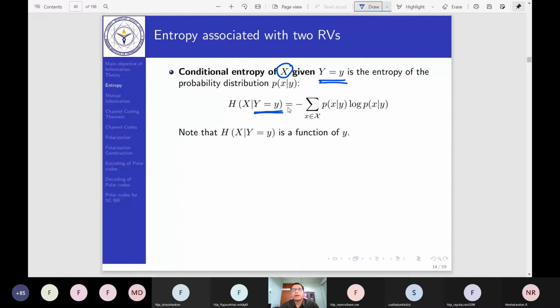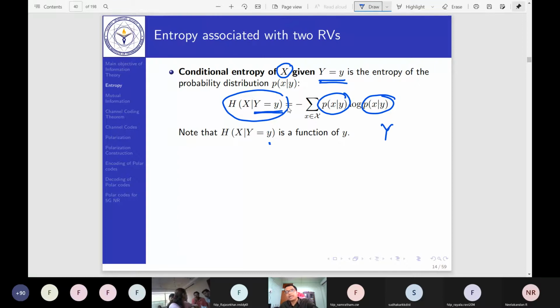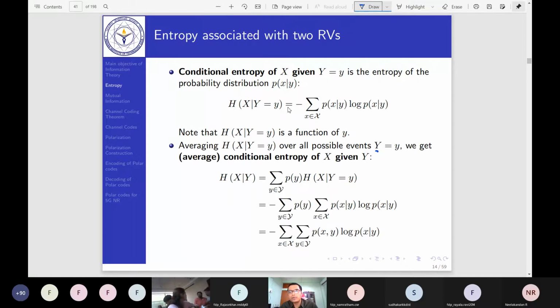For that, the underlying probability mass function will be this conditional probability mass function. You can notice that this is a function of y, so this is one random variable which is a function of the random variable y. So we can average it over all possible values of y. That average conditional entropy is known as the conditional entropy of x given y. This is the averaging we have done here. Sometimes we'll omit the word average, and simply say the conditional entropy of x given y.